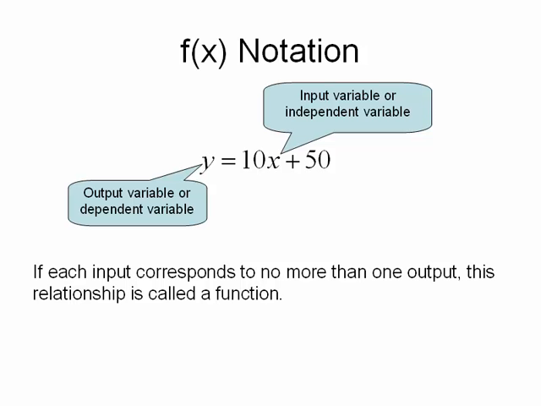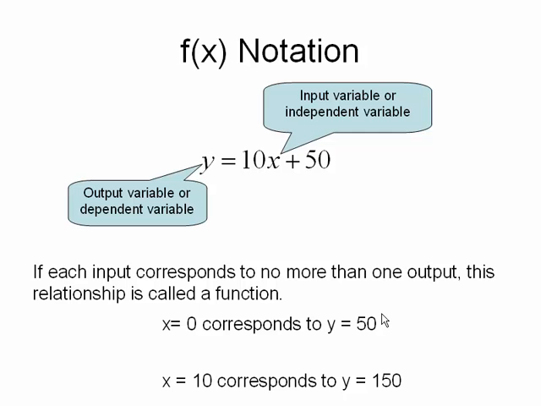If each input corresponds to no more than one output, then this relationship is called a function. So we can check this by substituting in some values. If I put x equals 0 into the equation, I get y equals 50. That input corresponds to only one output. If I put in x equals 10, that corresponds to y equals 150, and again, that one input matches up with one output.